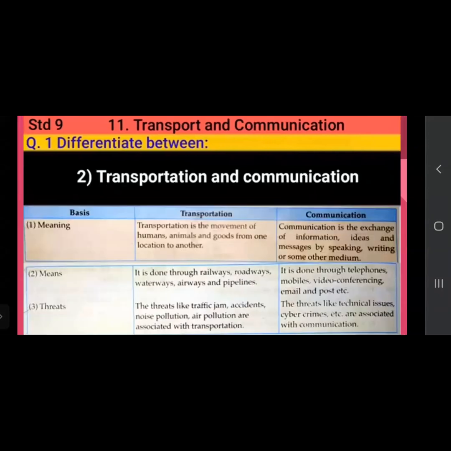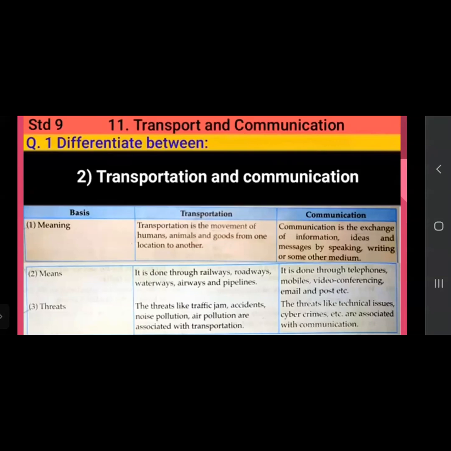Next one is transportation and communication. Transportation is the movement of humans, animals, and goods from one place to another. Communication is the exchange of information, ideas, and messages by speaking, writing, or some other media. So transportation is just movement from one place to another, while communication is just the exchange of information, ideas, and messages.